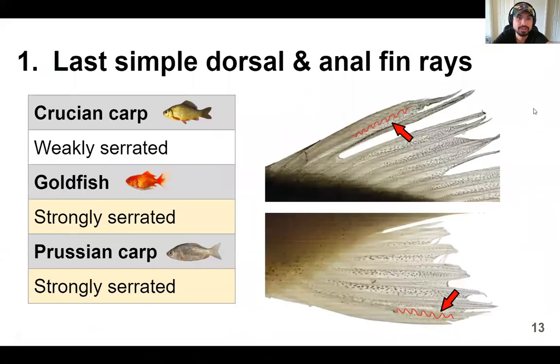The first character we looked at was serrations on the last simple dorsal and anal fin rays. Now for Prussian carp, we expect these serrations to be weakly serrated, while for goldfish and Prussian carp, we expect these fin rays to be strongly serrated.